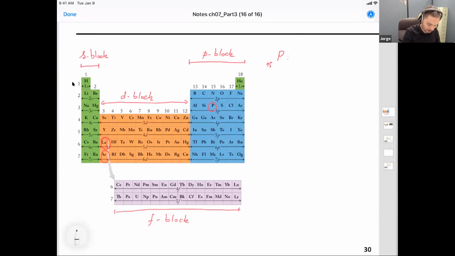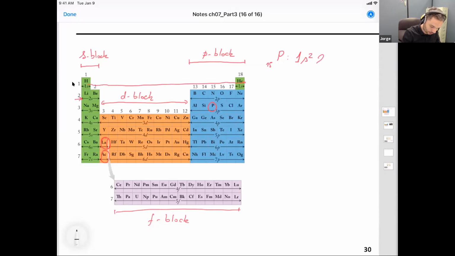So let's see, it's been a while that I haven't done this. So we start with the shell number one. Shell number one only has the s orbital. So hydrogen will have 1s1. Helium will have 1s2, and that's the max. Then we move on to the next line. So we started here, went here, move on to the next row right here.